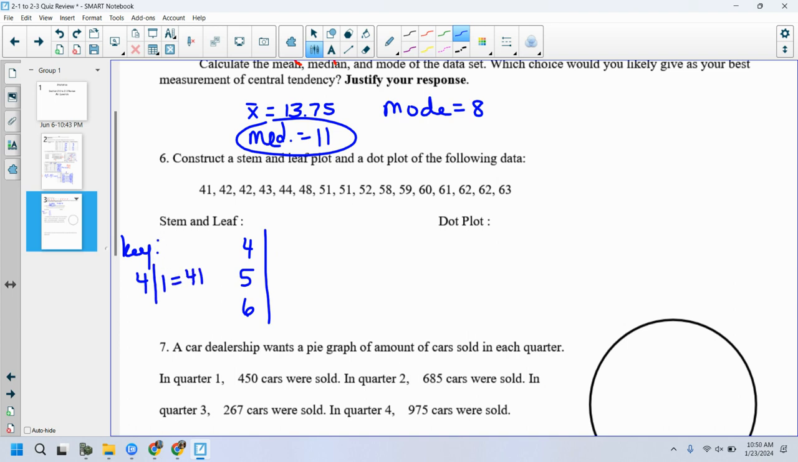Okay, looks like we got 1, 2 2s, 3 4 8, 1 1, 2 8 5. Or sorry, 2 8 9. And then we got 0 1 2 2 3.